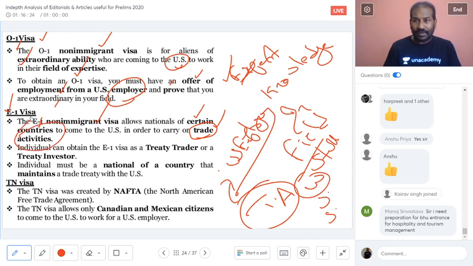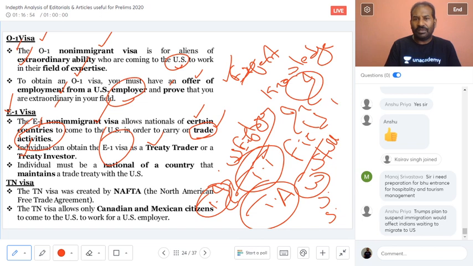So whenever there are trade activities taking place, then definitely the E1 visa is granted to the non-immigrant, and this is through the treaty trader or the treaty investor. So the individual can obtain the E1 visa as a trader. You have a treaty trader, and then treaty investors. Either you will be an investor or a trader, so depending upon that, you will have the E1 visa.